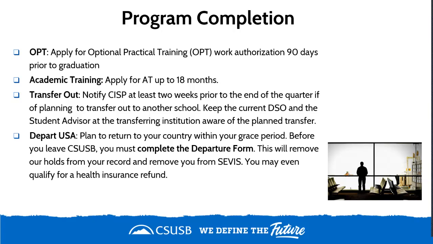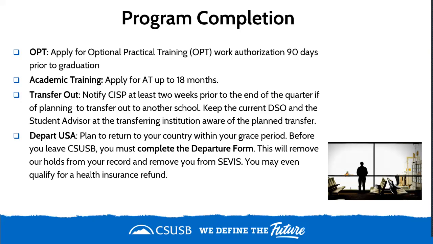If you are a J1 student and you want to remain in the U.S. to work, you can apply for academic training, and you can work up to 18 months on this AT. Consult with an immigration specialist to ensure that we apply for the academic training on your behalf.